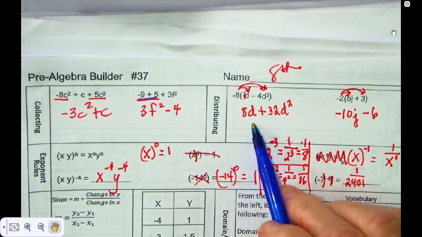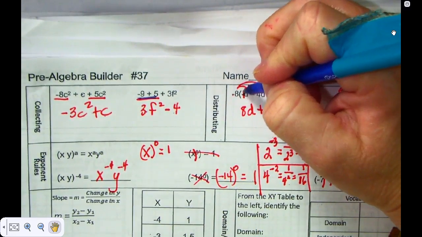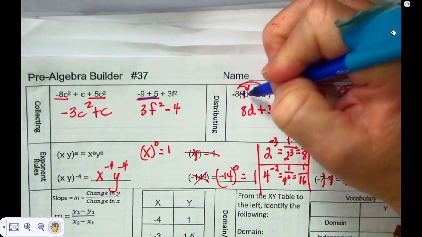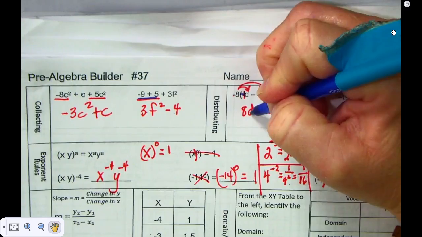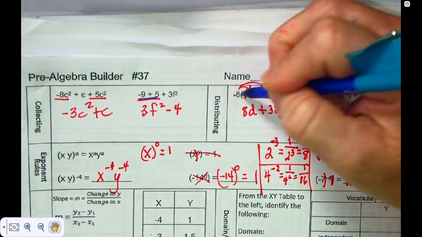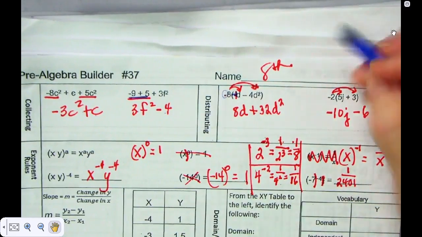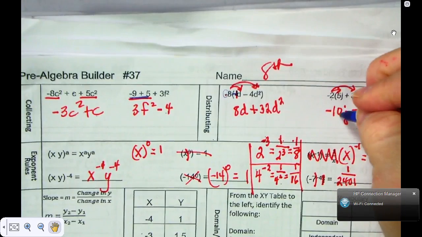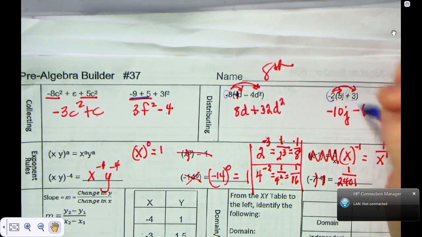And then on this, we did the distributive property. So negative 8, and that's a 1. The coefficient's 1 when there's not a number. So negative times negative is a positive 8d plus 32d squared, because you just multiply that negative 8 by both of those terms. And then negative 2 times 5 is negative 10j, and negative 2 times 3 is negative 6.